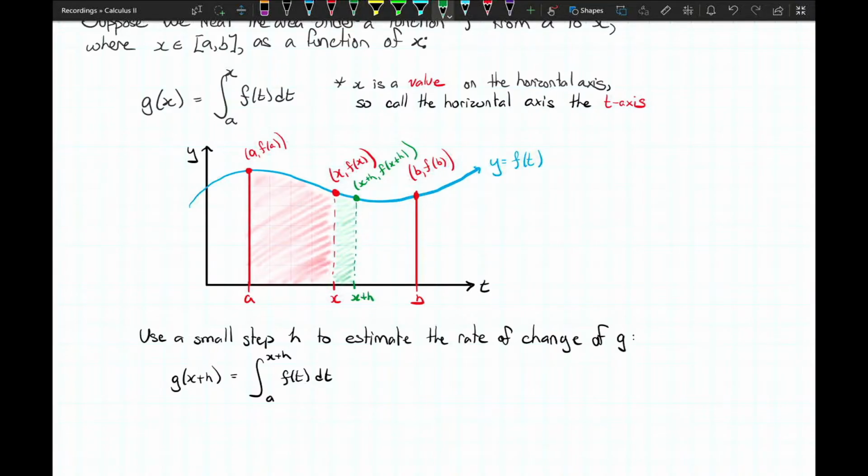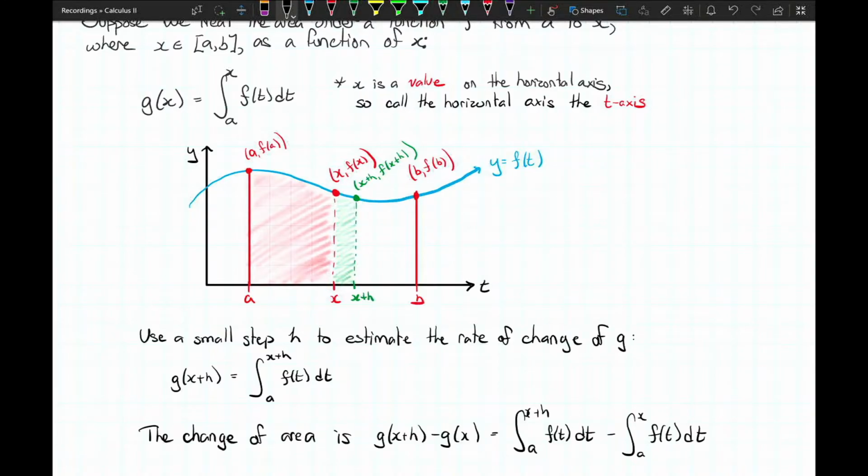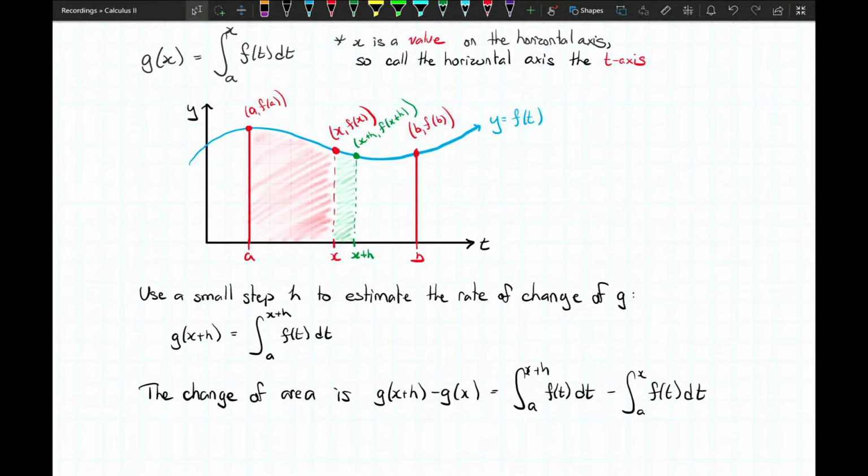Looking at this green shaded area, we could represent that as being the difference of g of x plus h minus g of x. G of x plus h minus g of x is the difference of two integral functions. The definite integral of f of t from a to x plus h, and the definite integral of f of t from just a to x.